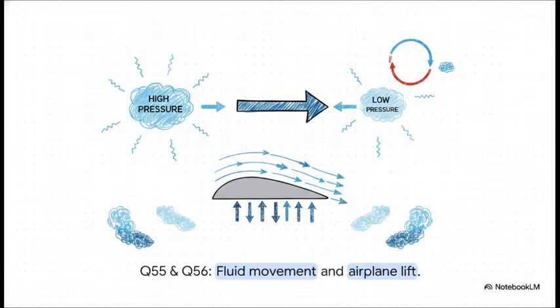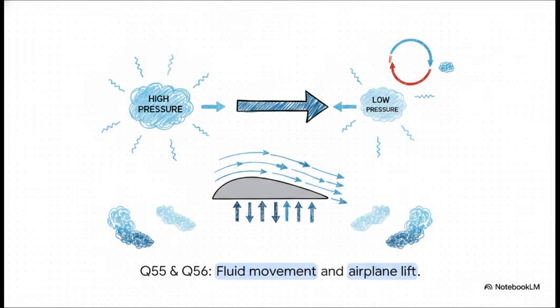Let's tackle 55 and 56 together. Question 55. Fluids systematically move between regions of differing pressures. What's the direction of this movement? Well, nature always seeks balance, so fluids are pushed from areas of high pressure to areas of low pressure. That's answer B.